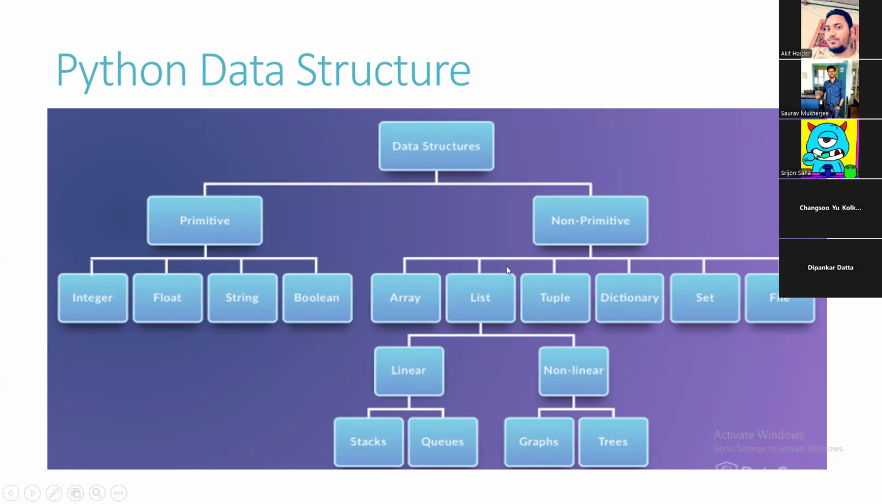The question is why Python can solve so many object-oriented programming and machine learning problems. This list is also divided into 2 parts, linear and non-linear. The linear part is divided into stacks and queues, and the non-linear part into graphs and trees. Since the data structure is so strong, the graphical or visualization part is also very strong in Python. Okay, so one by one we'll discuss the non-primitive data structures.